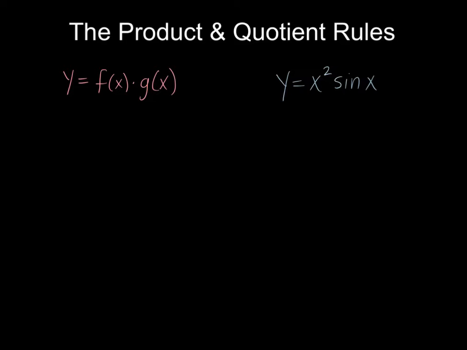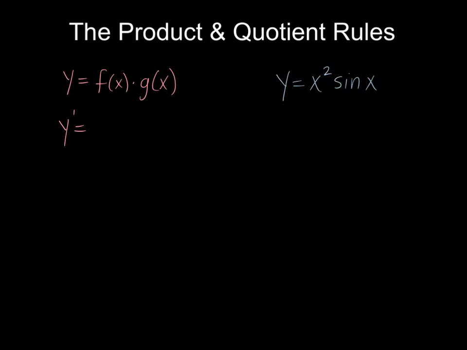Okay, I'm going to start with what's called the product rule. So if we have a function that is clearly two different functions that are multiplied together, like x squared sine x, here's how we handle this problem. Y prime equals, and don't get hung up on the f and the g. That's just notation for two separate functions.